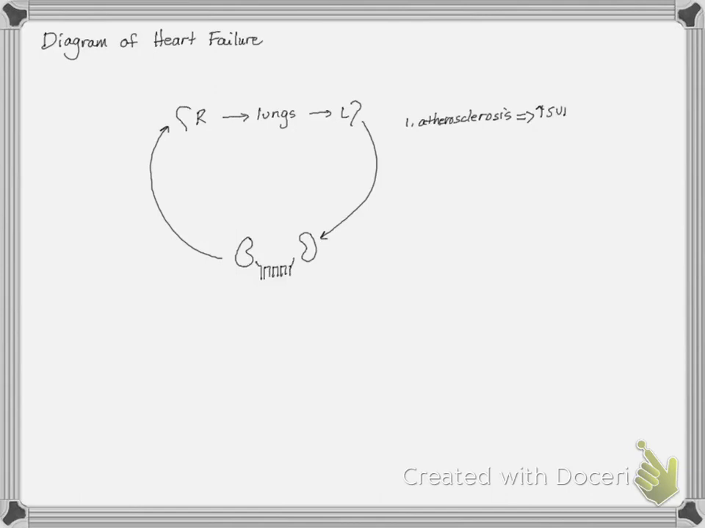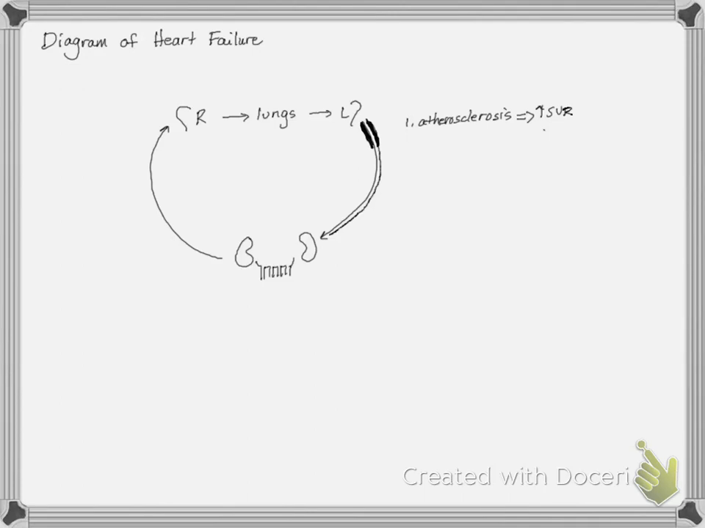vascular resistance, right? Okay, so say you have your blood here. If you have really hardening and buildup of atherosclerosis, then it's going to increase the systemic vascular resistance. It's going to increase the pressure that the left ventricle has to move against in order to get blood out to circulation, right?